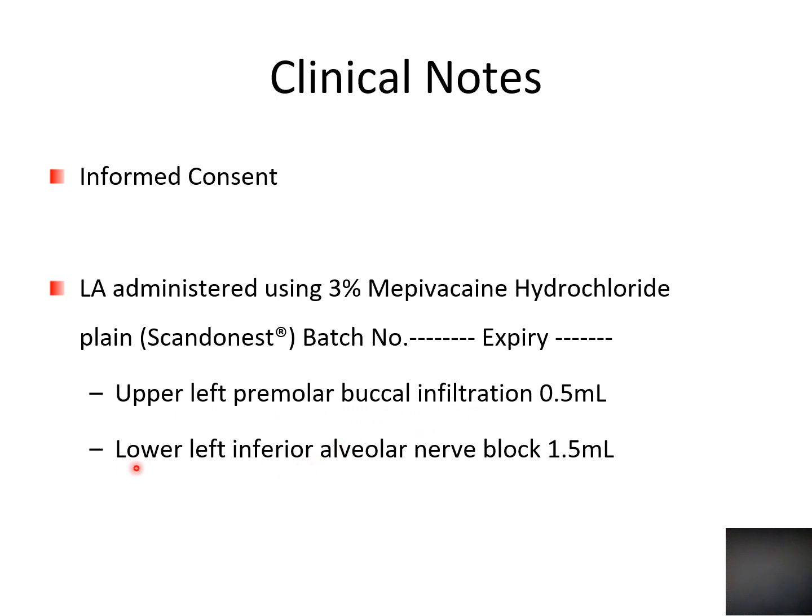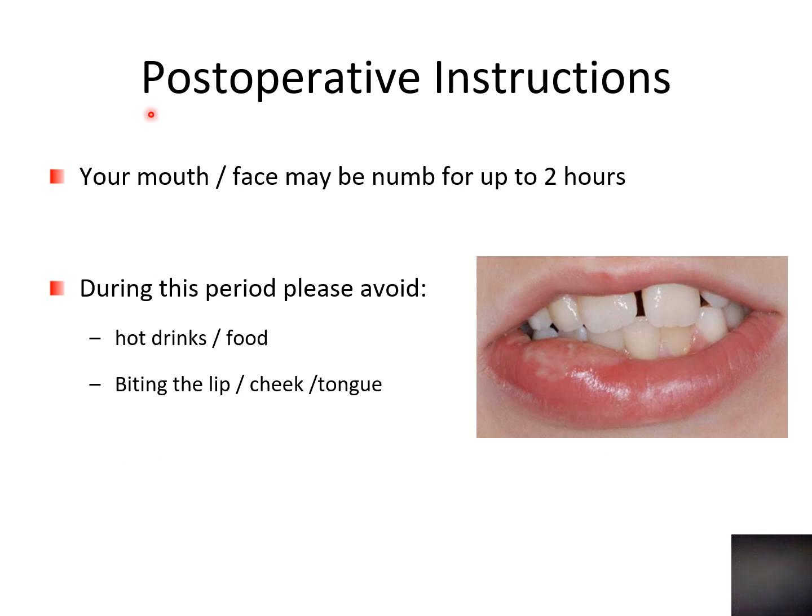Similarly, if you've administered a lower left inferior alveolar nerve block, make sure you mention the side, left or the right, and the volume as well. So for each injection given, you should include the site, the volume, and the type of injection you've given, infiltration or a nerve block. And as I mentioned, these will be assessed during your capability assessment, which will be done at a later stage.